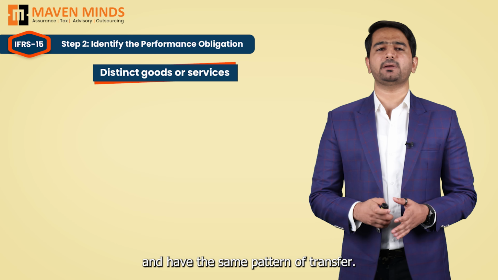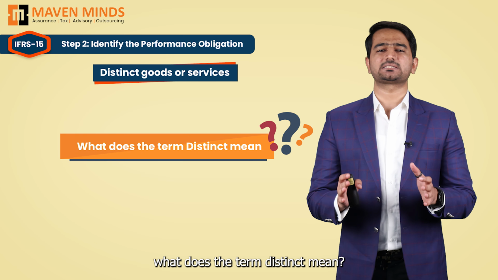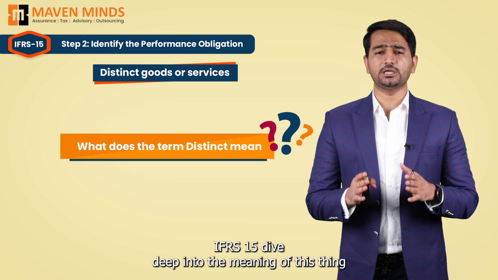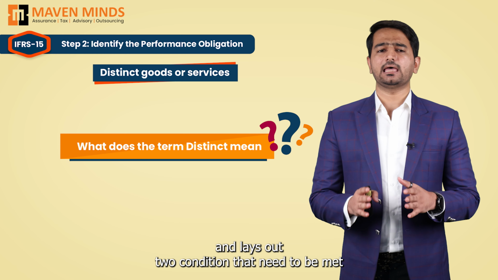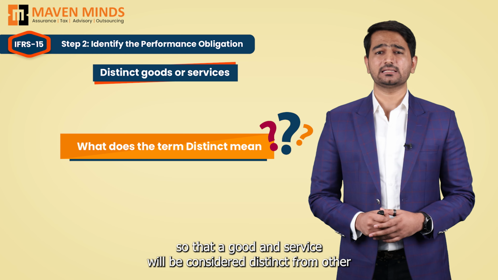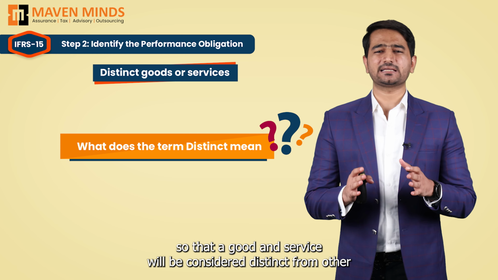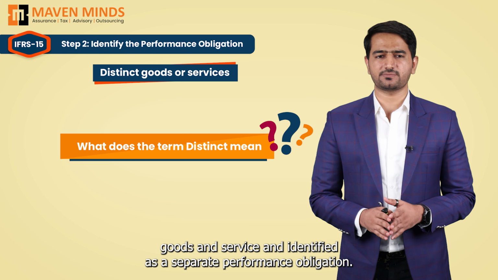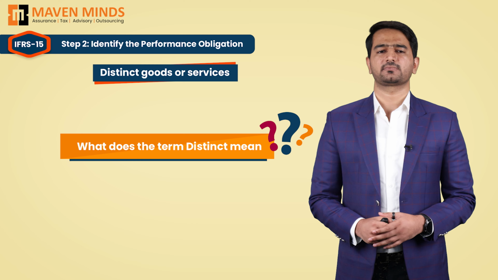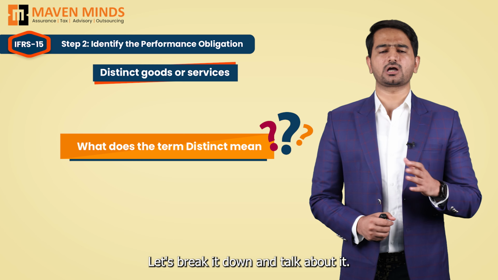But here an important question arises. What does the term distinct mean? IFRS 15 dives deep into the meaning of distinct and lays out two conditions that need to be met so that a good or service will be considered distinct from other goods and services and identified as a separate performance obligation. Let's break it down and talk about it.